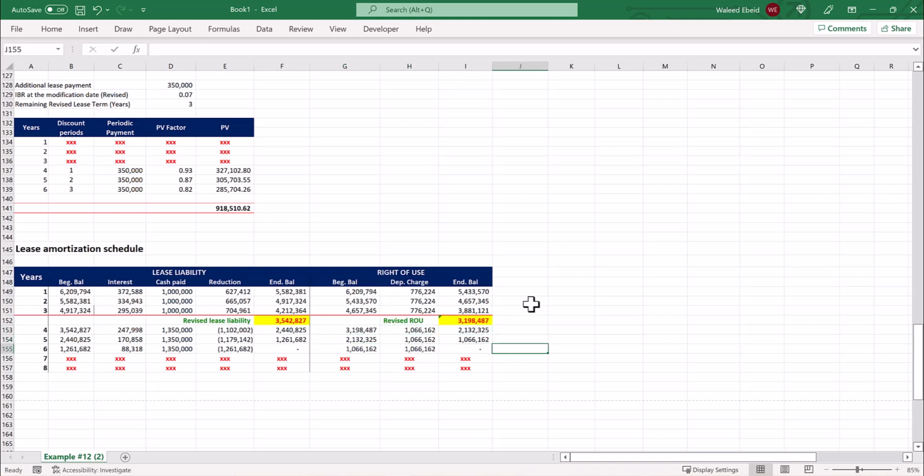This is the end of this example and this lecture. Please check the following lecture for a final example about a modification that involves a change in the consideration of the lease.